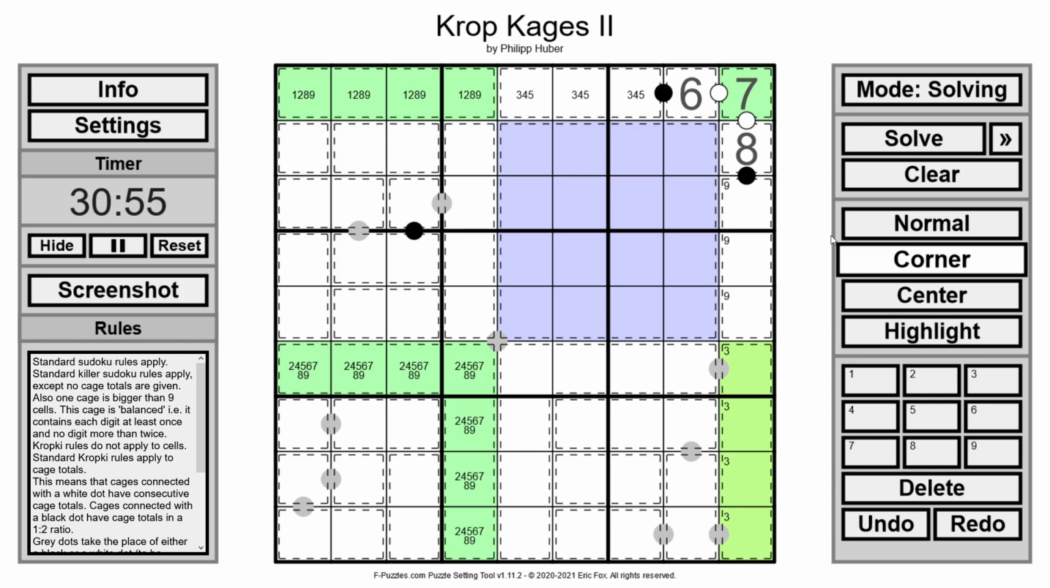Now we continue with the 6. We know that there's 2 6s in the blue cage, and we only have 1 6 so far because we have 1 6 down here, but no 6 in row 1. So there needs to be a 6 in this cage as well.